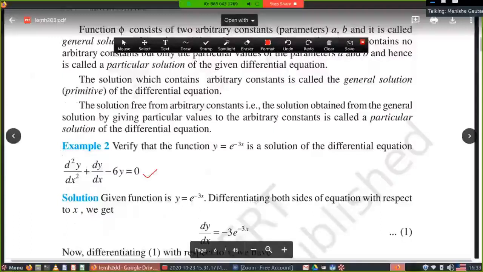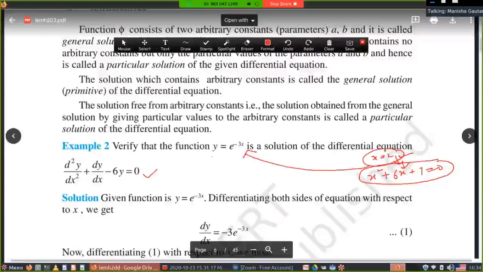I think in class 10th, when you did the quadratic equation chapter, when roots are given to you, suppose x is equal to 2 is given and a quadratic equation is given, you check whether this x satisfies the quadratic equation or not. If it is satisfied, it means x is a root of the equation, otherwise not. Same way, y is given, the function is given to you and the differential equation is given to you. You have to check whether this y satisfies this equation or not. If it satisfies the equation, then it is a solution of the differential equation. Otherwise, it is not a solution of the differential equation.